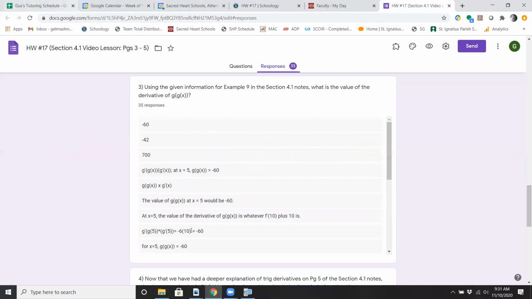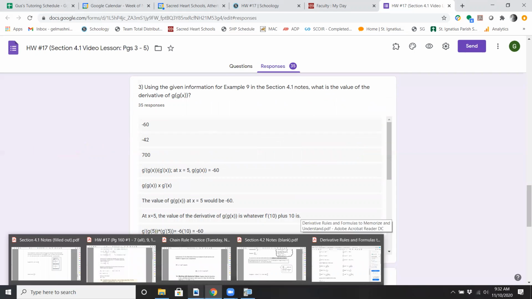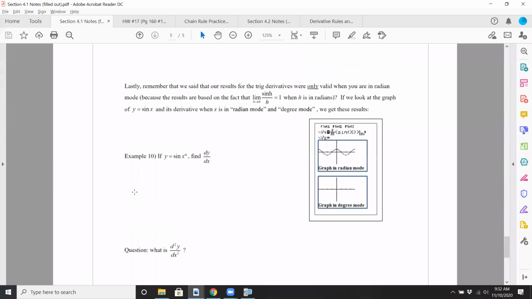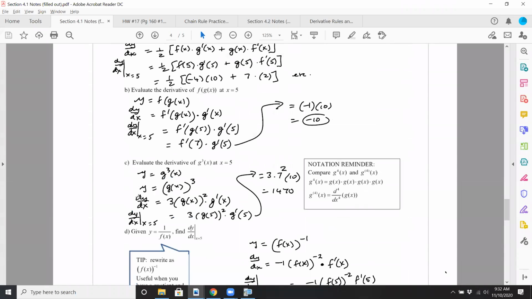So if you look at the 4-1 notes, so g of x. So if we do that one, oh, I had to give you a number for x too. I should have said g of 5. Wow, I can't believe I did that. My apologies. So I'm asking you to find g of 5.